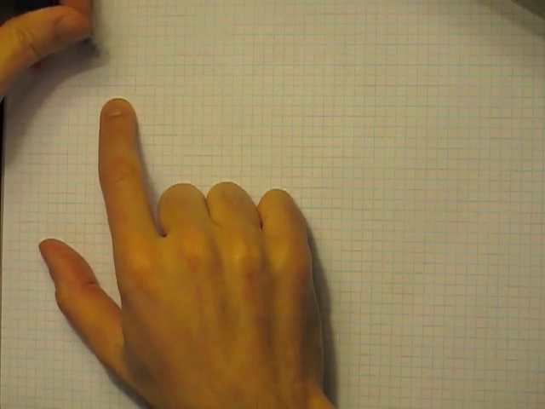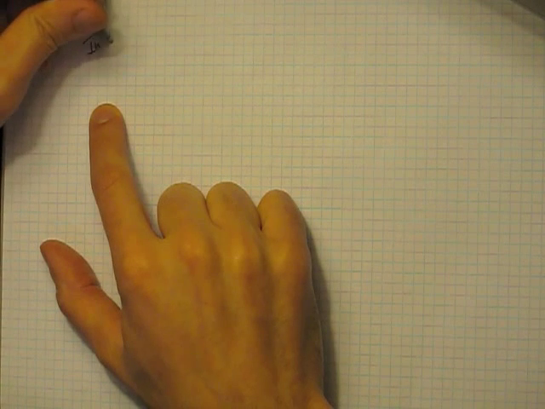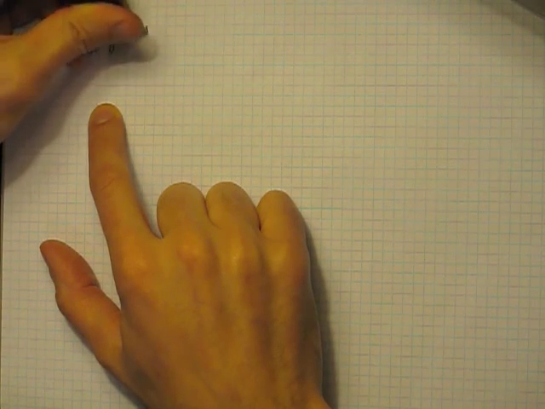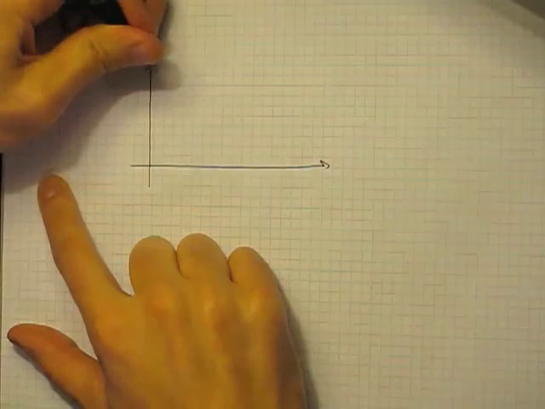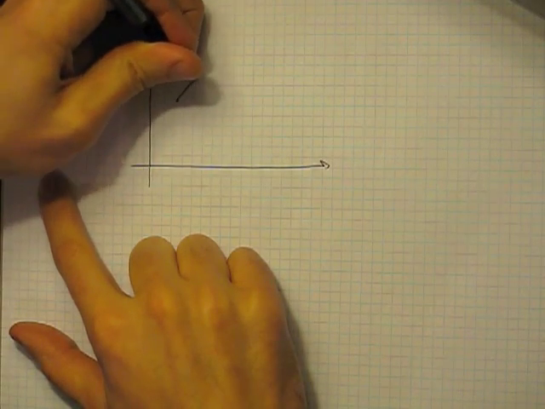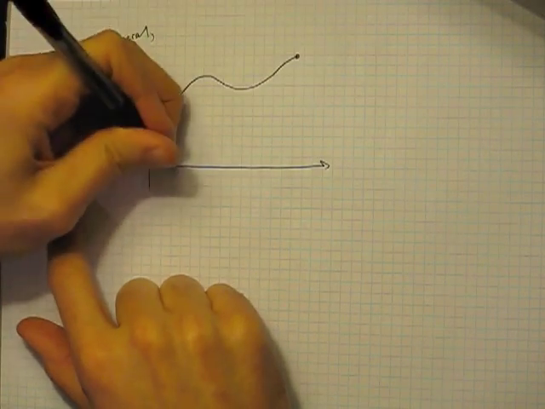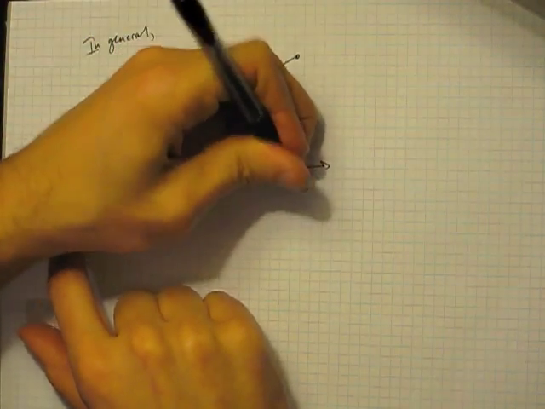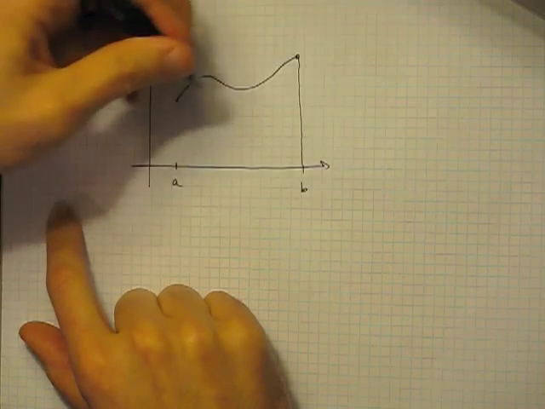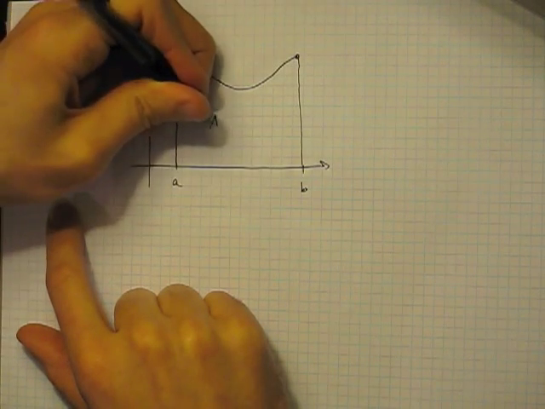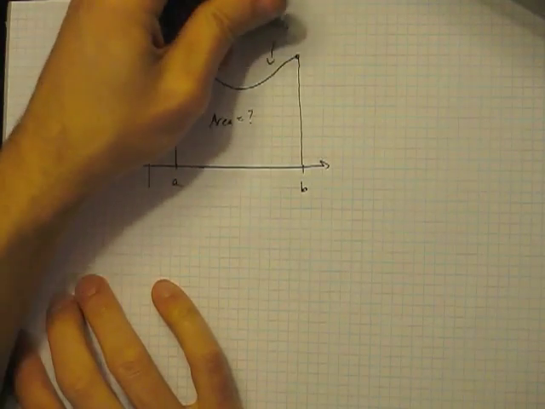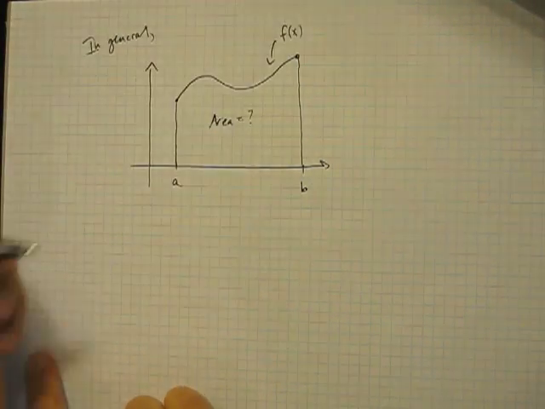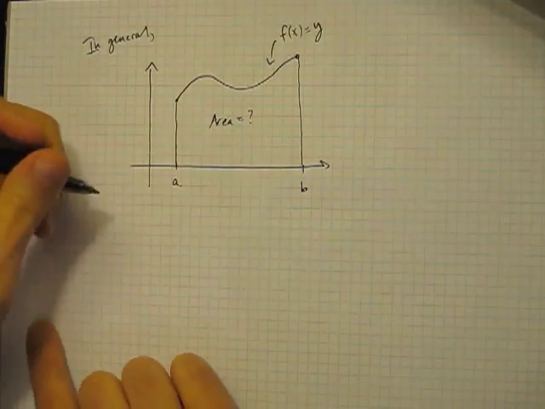So let me give you the general formula for doing this. So in general, if we've got a function between a and b, and you want to know this area, okay, and this is our function, the graph of y equals f of x.